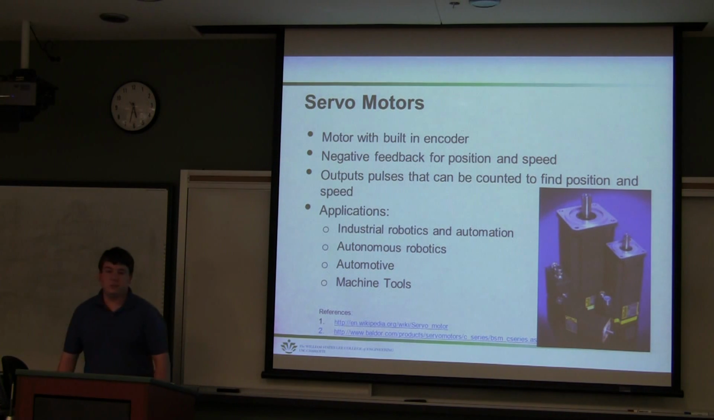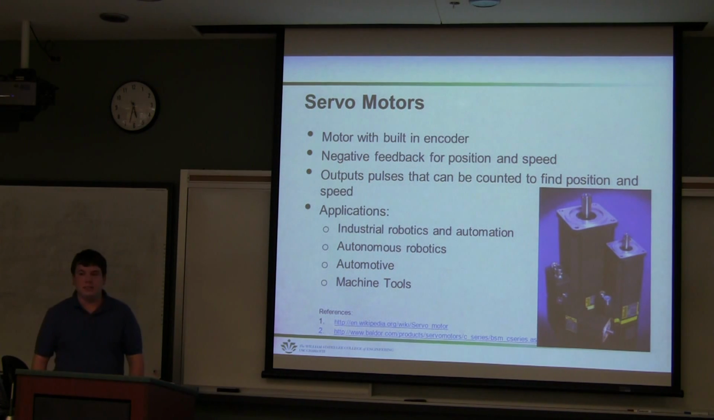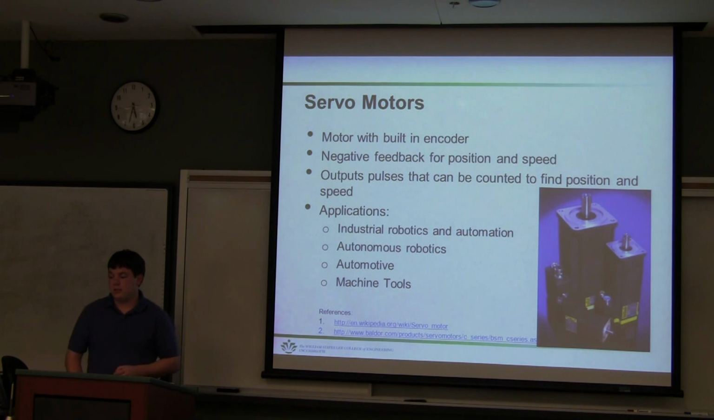A servo motor is pretty much just a DC or AC motor that has a built-in encoder, and this enables you to have a negative feedback for position and speed. The way you get that back from the encoder is it outputs pulses that are counted. Some of these applications include industrial robotics and automation, autonomous robots, automotive and machine tools.